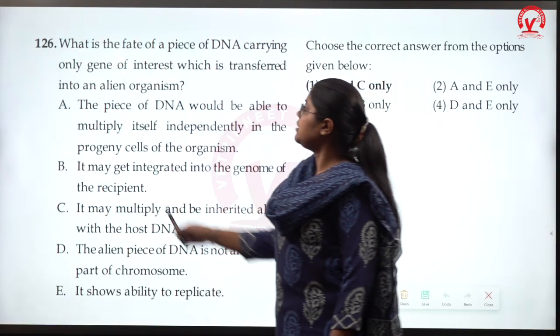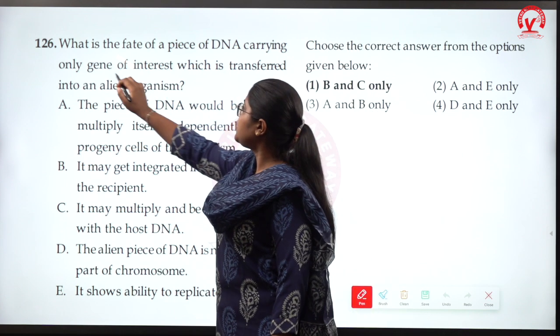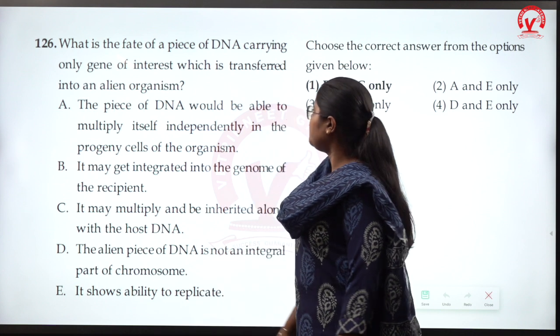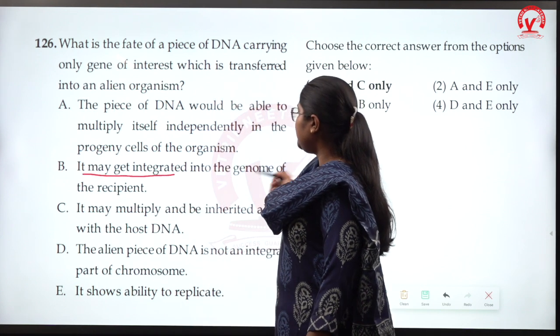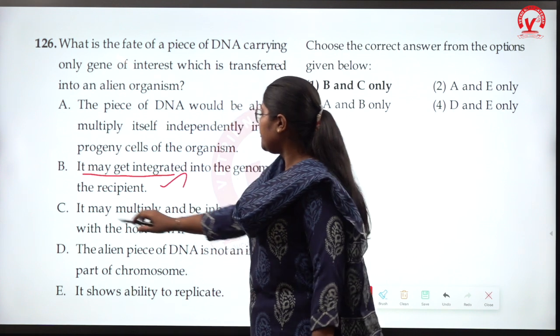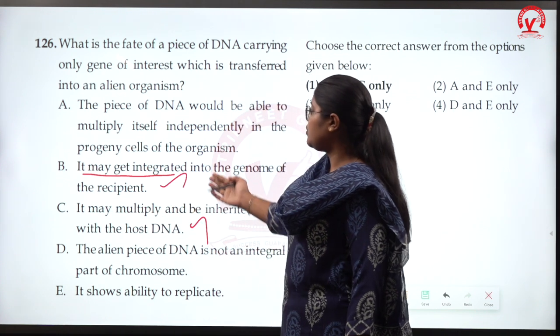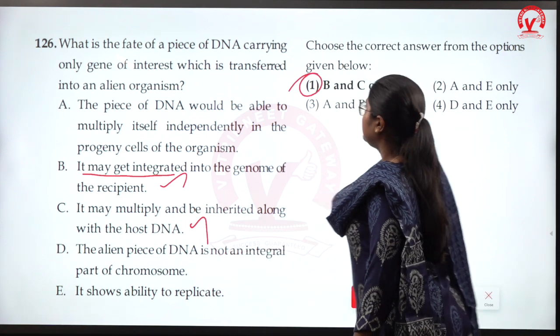So next question, what is the fate of a piece of DNA carrying only the gene of interest which is transferred into an alien organism, they have asked. So here, it may get integrated into the genome of the recipient, it may multiply and be inherited along with host DNA. So only these two options are correct statements. So option 1 is correct.